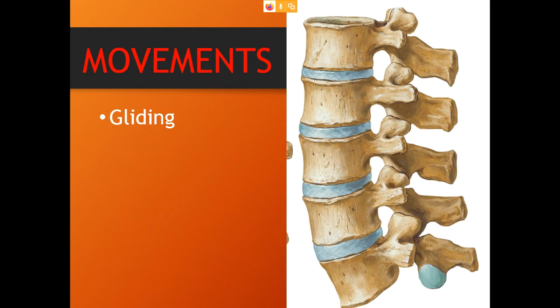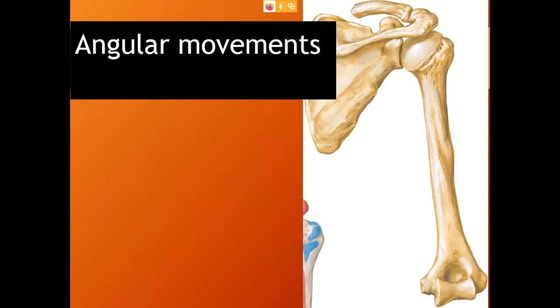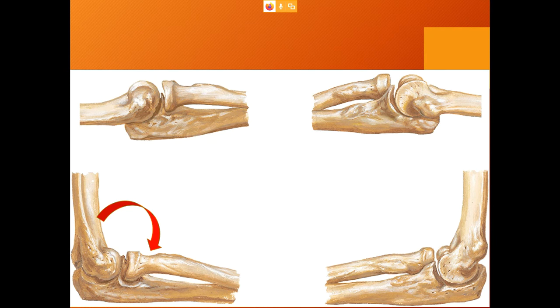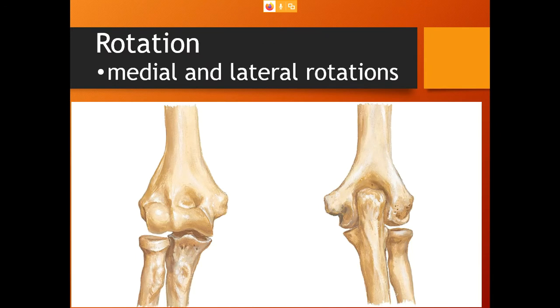Then coming to the movements. Gliding movements are very slight movements between two vertebrae. You can identify this movement as a gliding movement. Then the angular movements. This head of the humerus is a bone of the arm. What is the arm? It is present between the shoulder joint and the elbow joint. This bone of the arm is rotating, and that movement is called angular movement. Here also you can identify angular movement at the elbow joint.